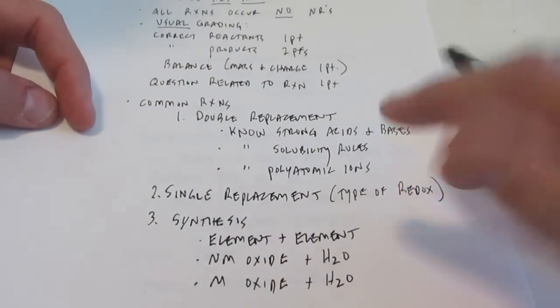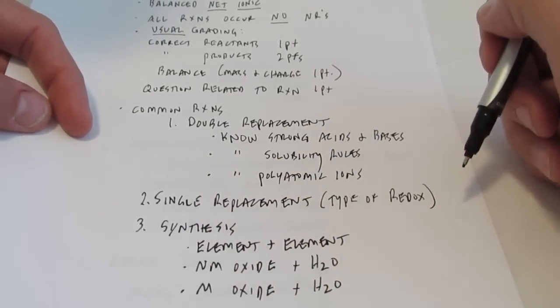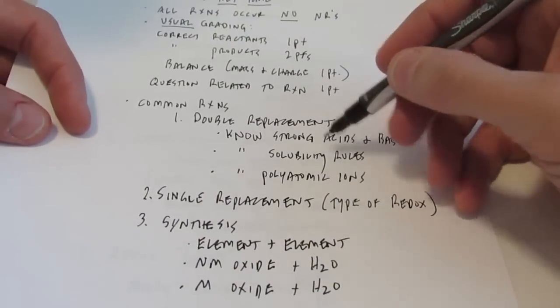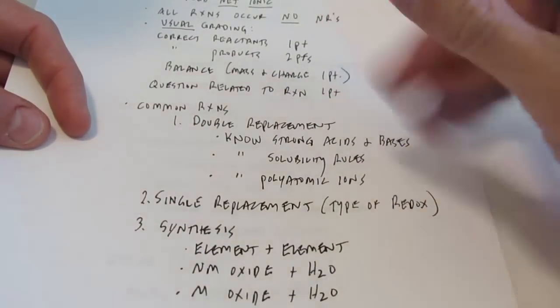Another type of reaction you're going to see are single replacement reactions, and these of course are a type of redox reaction. These two, I think, are the simplest, and fortunately they're the ones that we see most often.